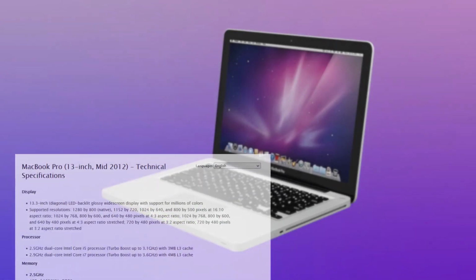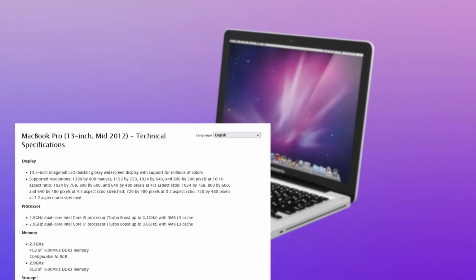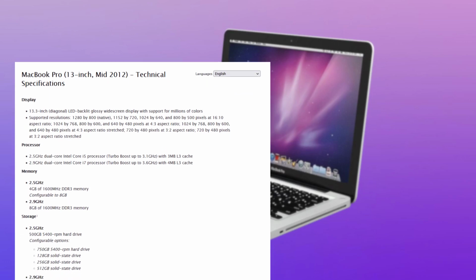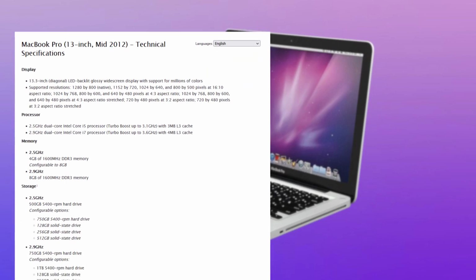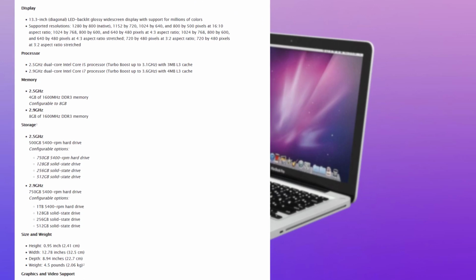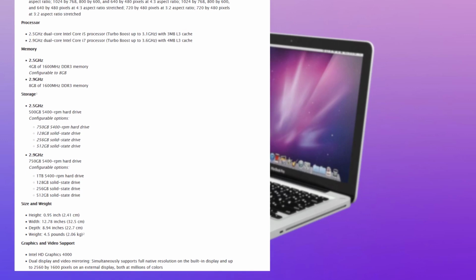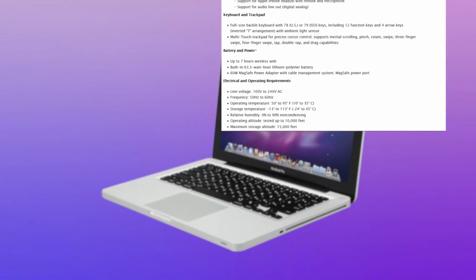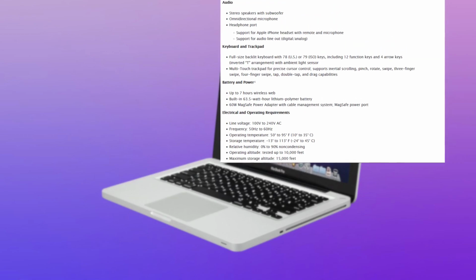These things were packed with your choice of a dual-core i5 measuring at 2.5 GHz with a boost of 3.1, or a dual-core i7 of 2.9 GHz with a boost of 3.6. For RAM, you can go 4 or 8 GB, both at 1600 MHz DDR3, which was replaceable in a SO-DIMM form factor instead of being soldered to the logic board.